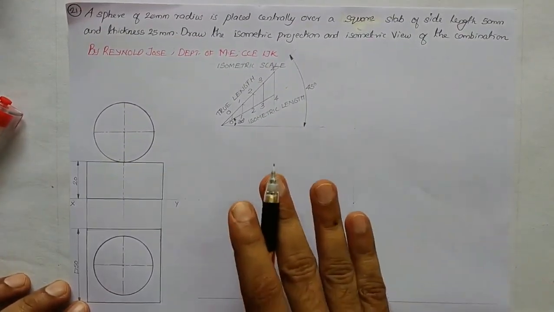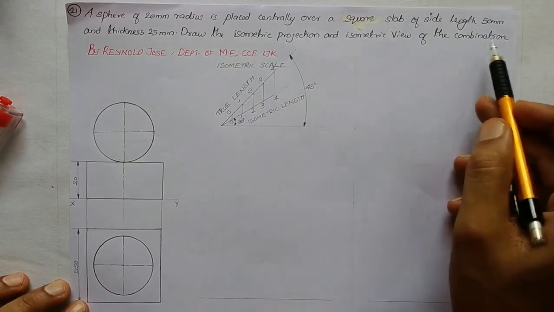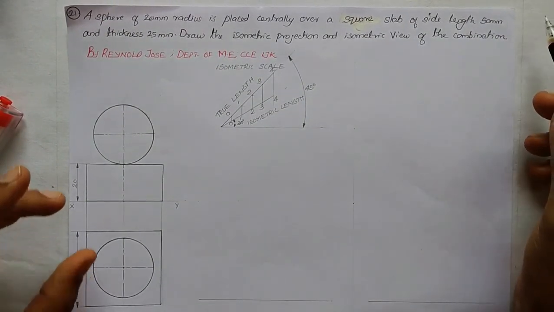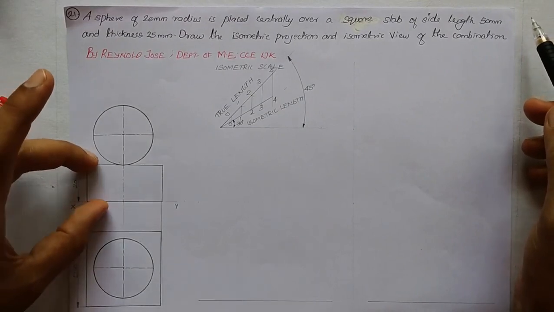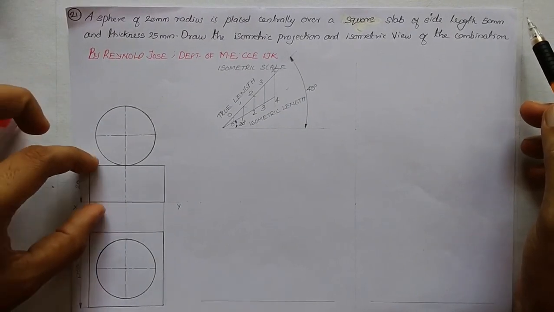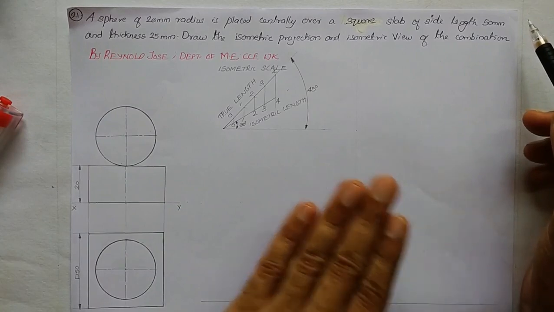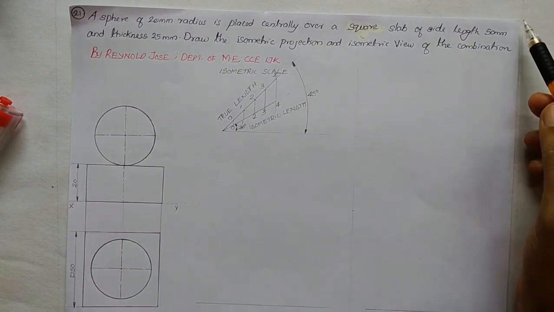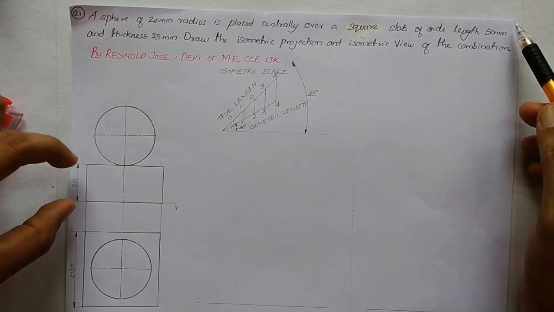Now we shall draw the isometric projection and isometric view of the combination. So initially, we will be drawing the isometric projection and isometric view of this square slab onto the right hand side. Here I will be drawing the isometric projection, and here I will be drawing the isometric scale. So initially we shall draw the isometric of the square slab.